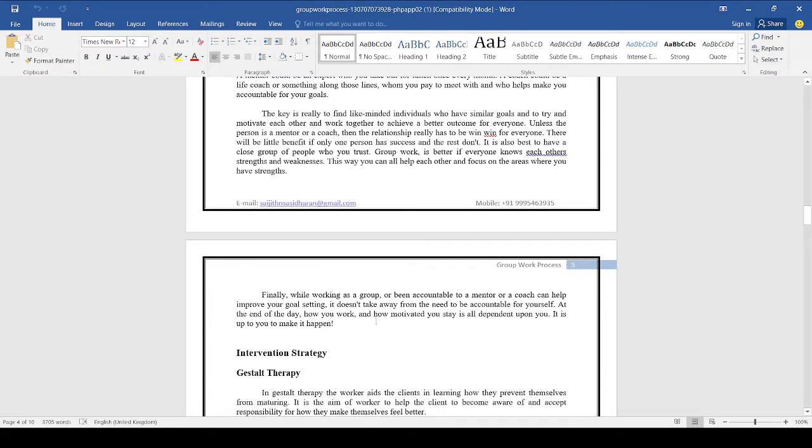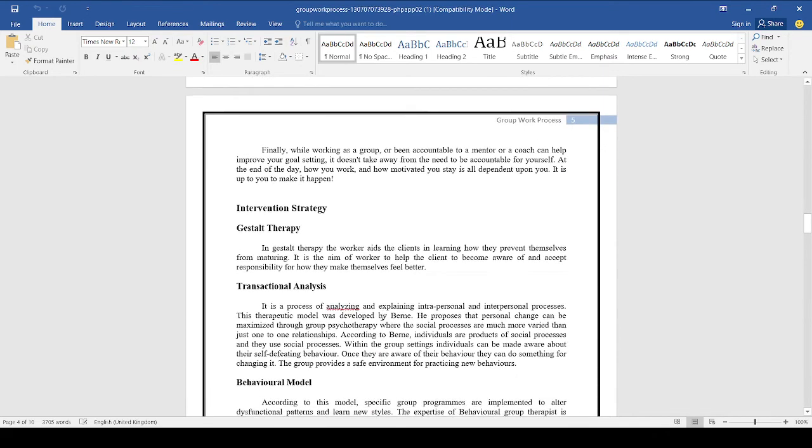Finally, in a group, a mentor is a very important thing. A mentor is a person who assists the group members to achieve their individual goals and group goal. At the end of the group work process, how you work and how motivated you stay is all dependent upon the mentor. So the mentor is a very important thing.